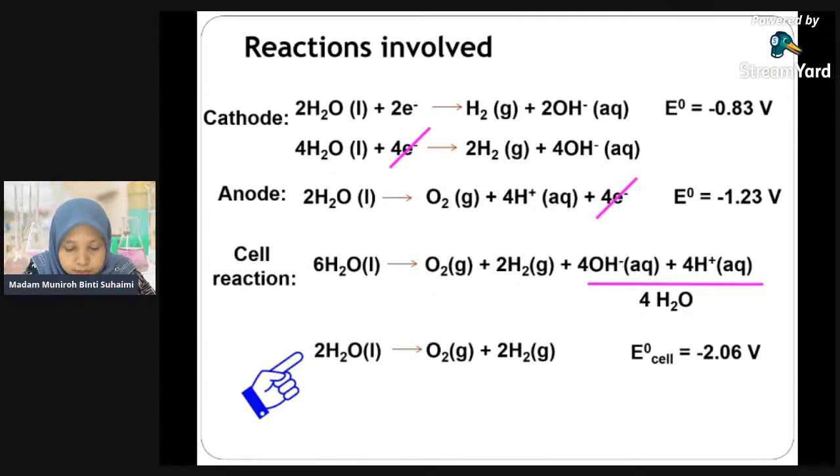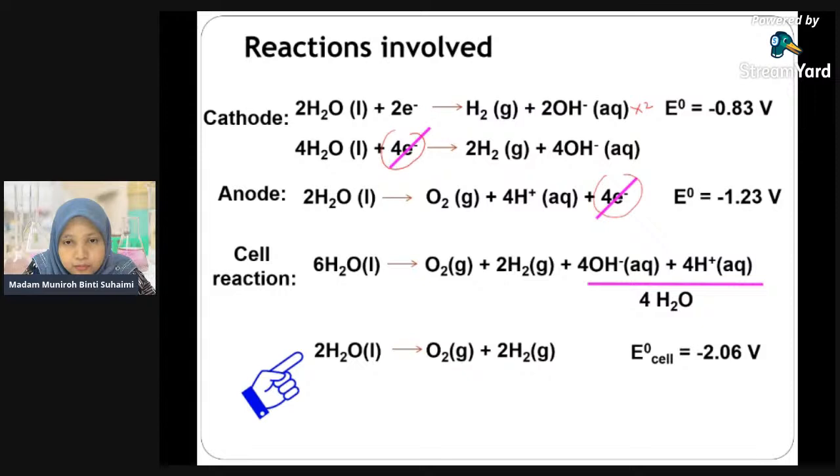At the cathode, H2O will produce hydrogen gas, and at the anode, H2O will produce oxygen gas. To balance the equation, we must multiply by 2, so we get 4 electrons on the left side and 4 electrons on the right side to be cancelled. So this is the overall cell equation.